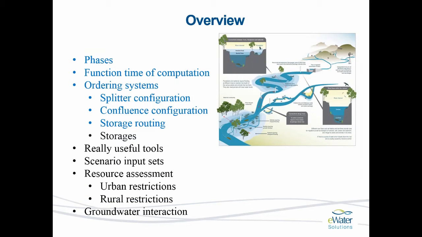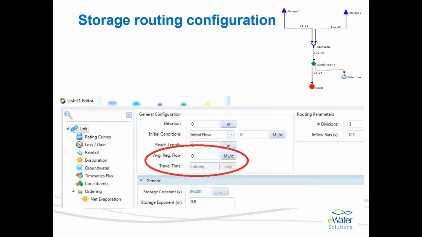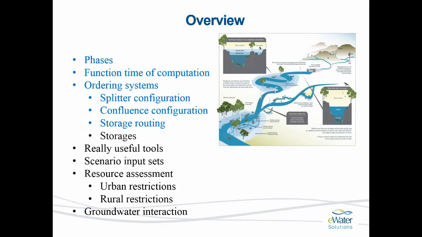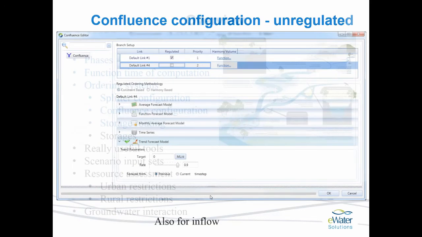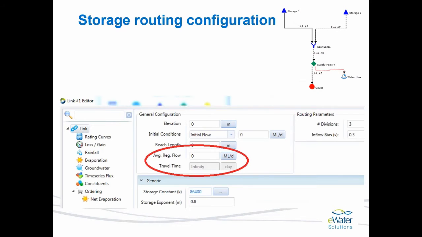So storage routing. Getting the configuration of storage routing right is important in models, because if this was a routing link and there was a demand down here, the system would need to know how long it will take the water to get from the storage to the demand for the orders to be placed correctly. And if the routing link is not configured correctly, it can't actually work out the travel time.